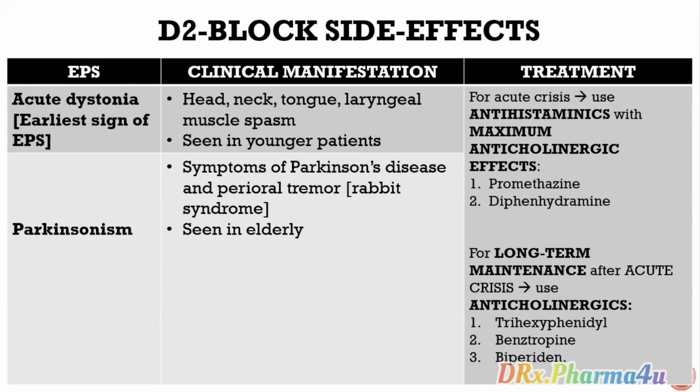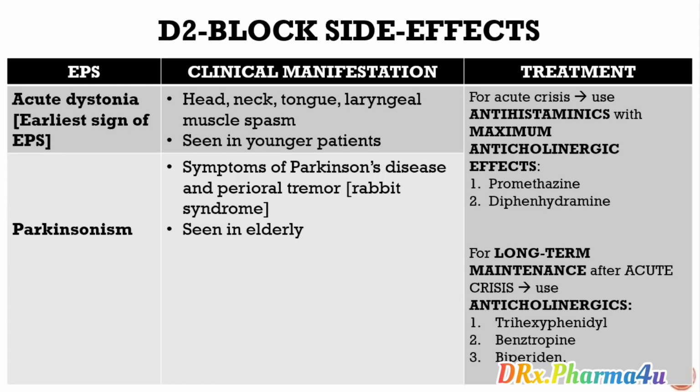This kind of people will have difficulty in speaking because you will have tongue spasm. You may have difficulty in breathing also because of laryngeal spasm. This is usually seen in younger patients. So dystonia means spasm of most of the voluntary muscles.